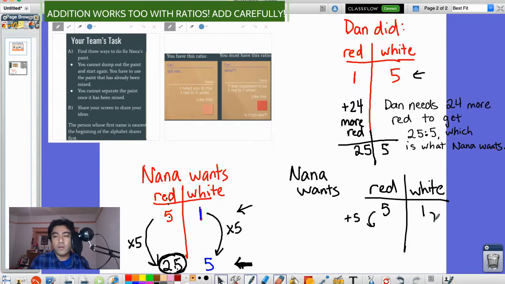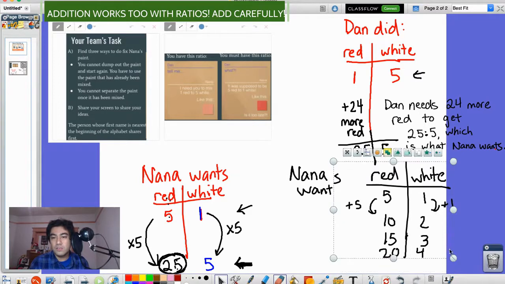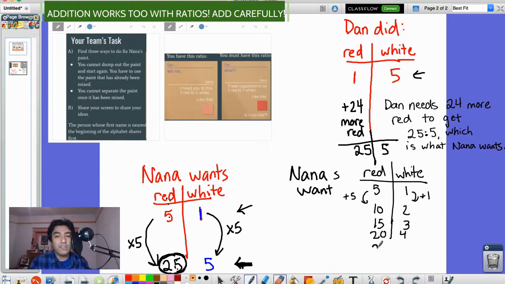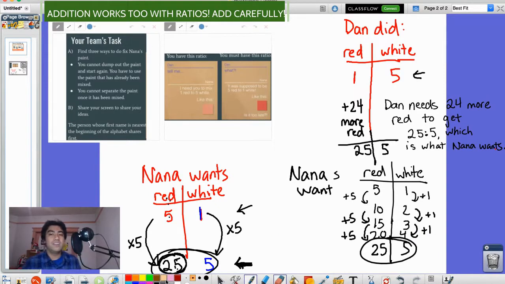5 red for every 1, again and again. Oh my goodness, I ran out of room, but we can fix that really quickly. Okay, notice that I'm always adding 1s and always adding 5s, because that's what Nana wants. Give me 5 red for every 1 white. Okay, 25 to 5. Okay, repeated addition, and multiplication.